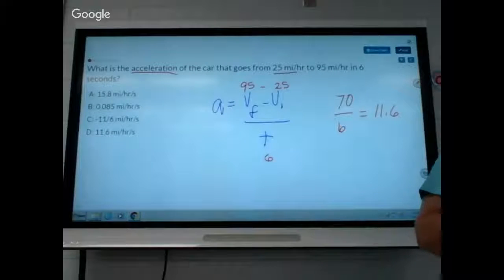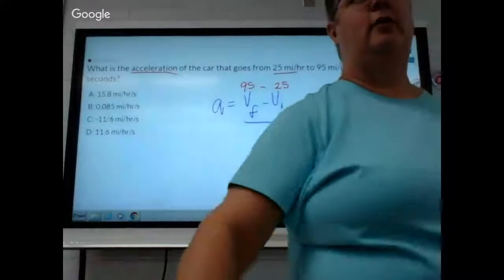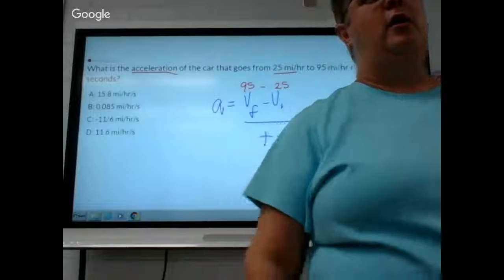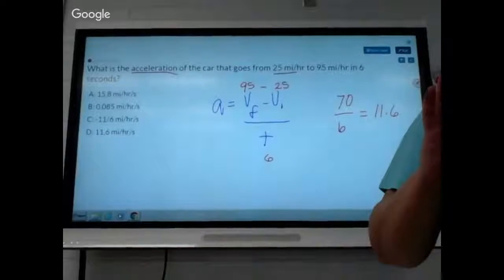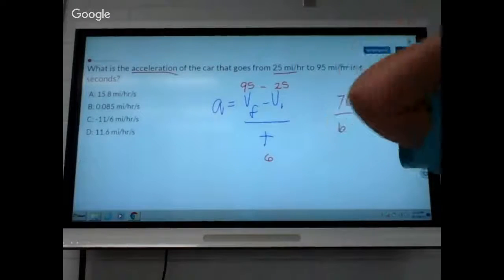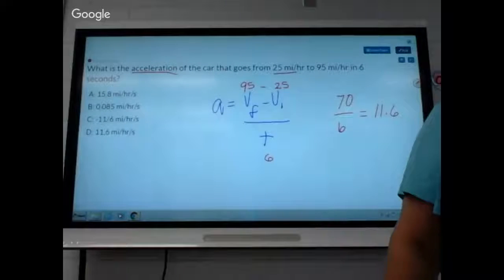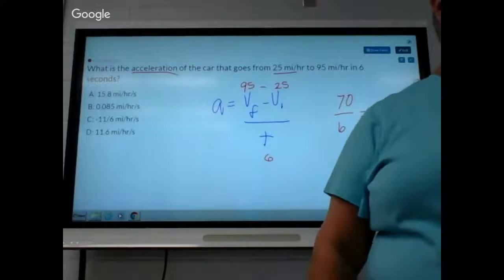Any questions about any of that? Why positive? Because the numbers go from 25 to 95. The numbers are increasing. If the numbers go down, it'll be negative.